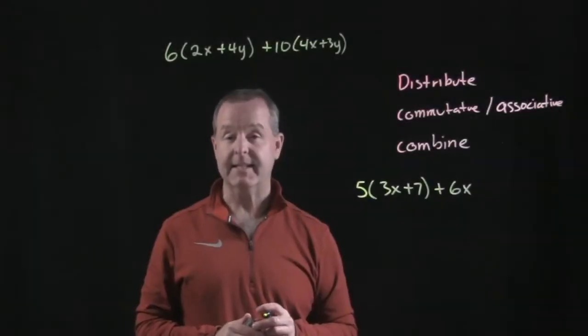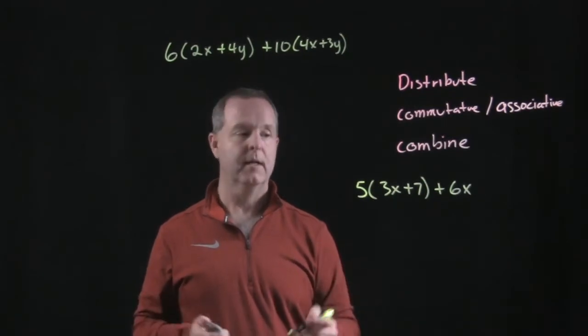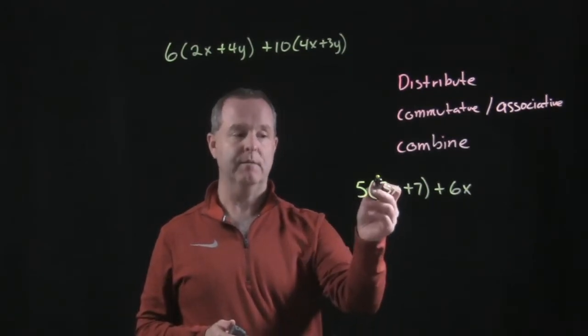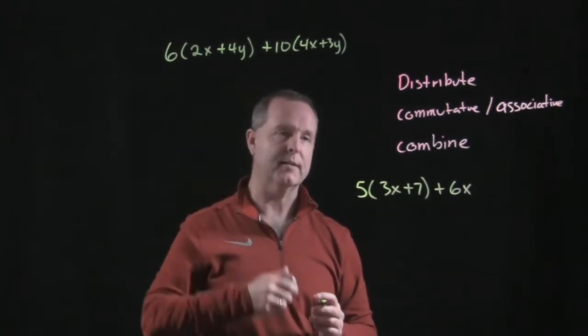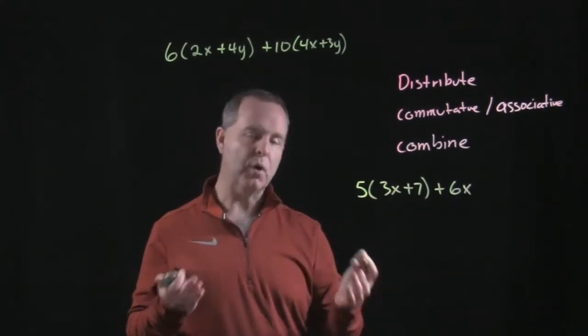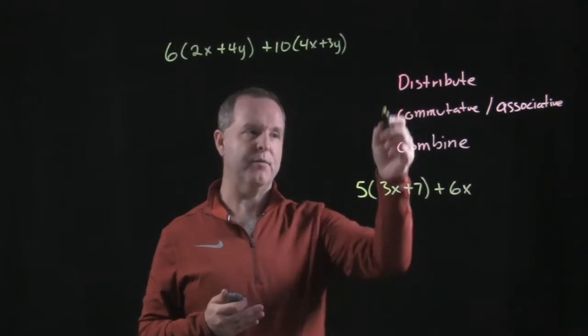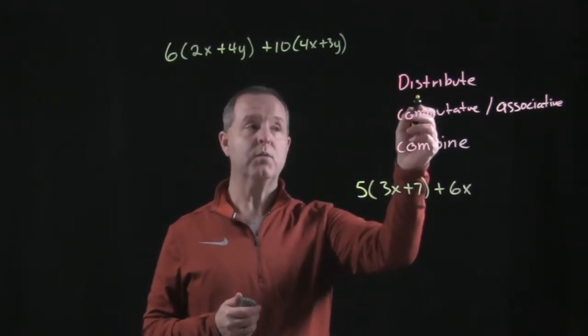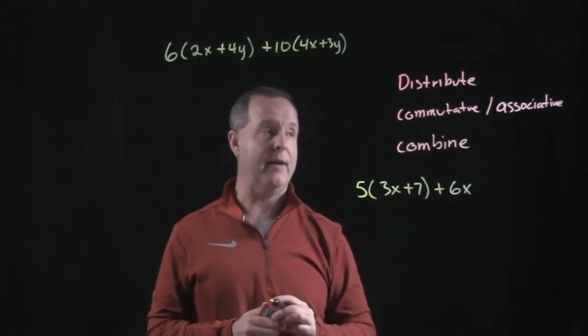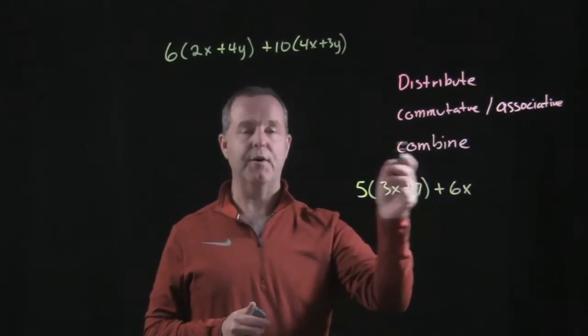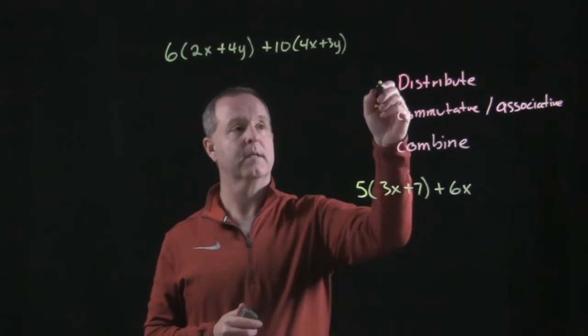Now let's look at our exit ticket for this section. We have the expression 5 times the quantity 3x plus 7, plus 6x, and another example I'll do in a second. For the process of how we want to simplify it, I have 3 steps right here. First, we want to distribute if we can. Secondly, we can use commutative and/or associative properties. And third, we're going to combine like terms.